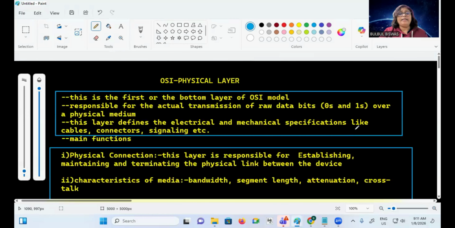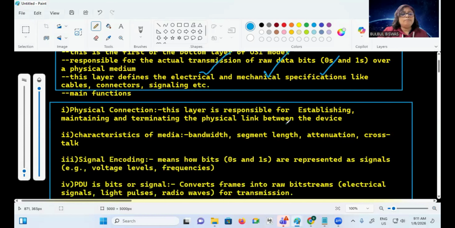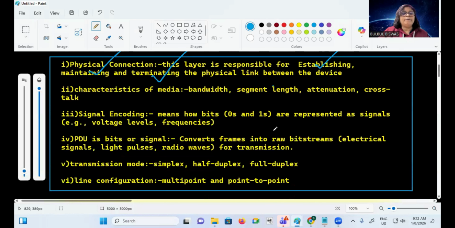Whoever the network designer is, here the device connectivity happens. So we call this the first layer of the OSI model, and in this layer we define the electrical and mechanical specifications. That means what type of cable connectors will be used. The first function of this layer is to establish the connection, maintain the connection, and terminate the connection between the devices, and 100% it is physical. There is no concept of logical connectivity over here.